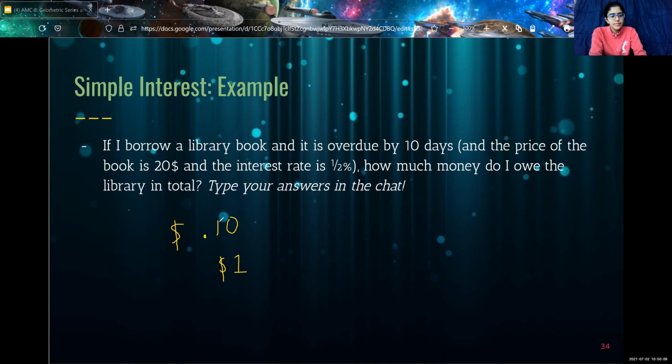In fees. And then we have to add the $20 so we can find the total amount that I owe. And we would get $1 plus $20, and that is equal to $21 is how much I owe the library in total. So good job to the person who got it right. So yes, it would be $21 is how much I owe the library.